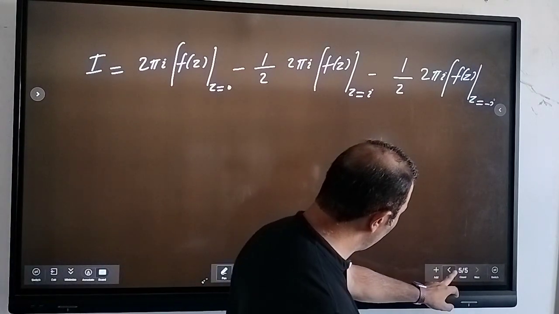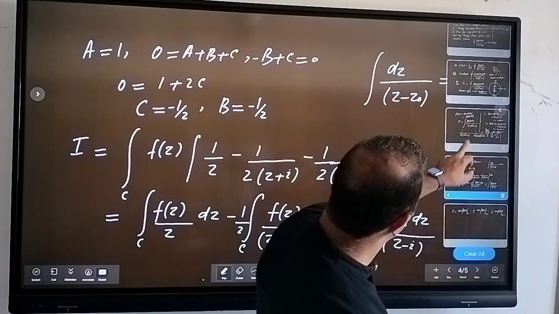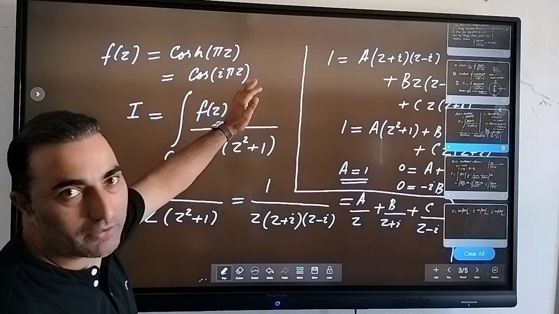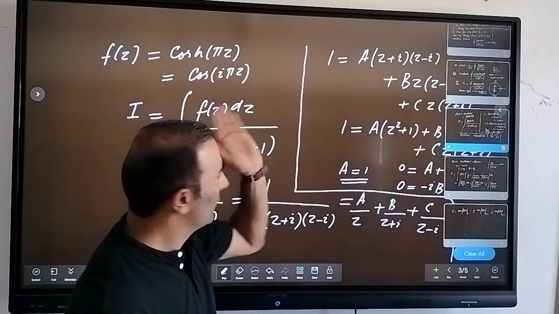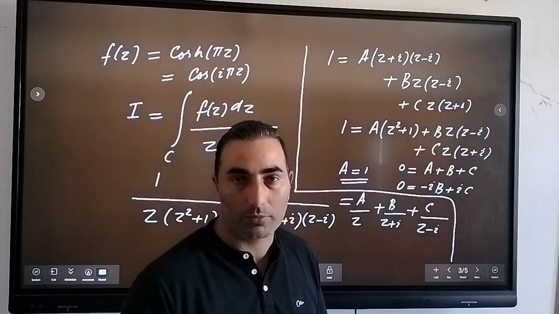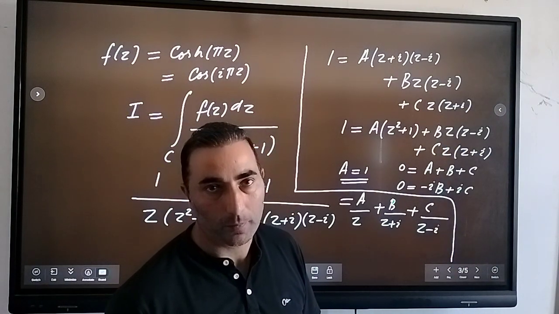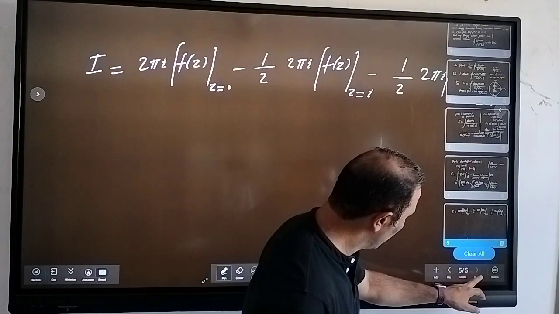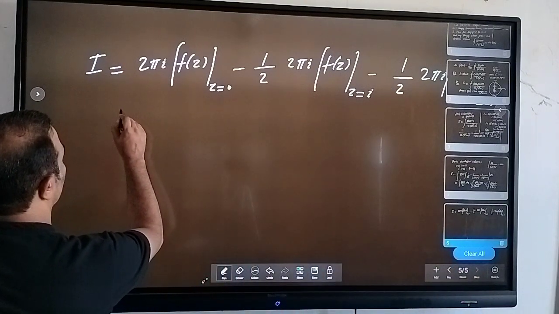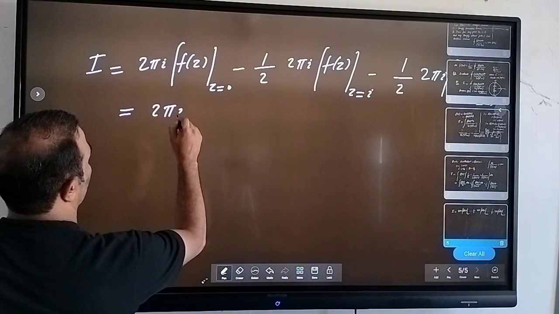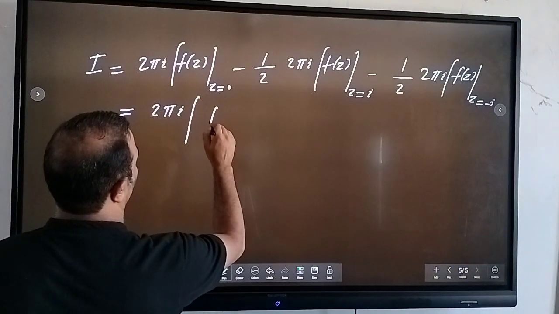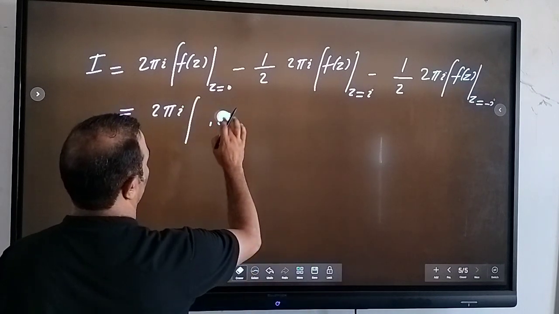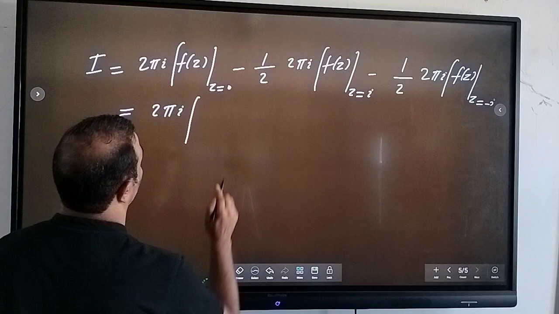But remember that. So what's our f of z? You just check that. What's our f of z? So f of z is basically cos of iota pi z, or you can take the cosine hyperbolic function of pi z. So I can write this cosine hyperbolic in terms of cos by multiplying by iota. So that means we need to check this value at z equal to 0. So that means we can add that 2 pi i into, better to write this. Okay, so this will be that.